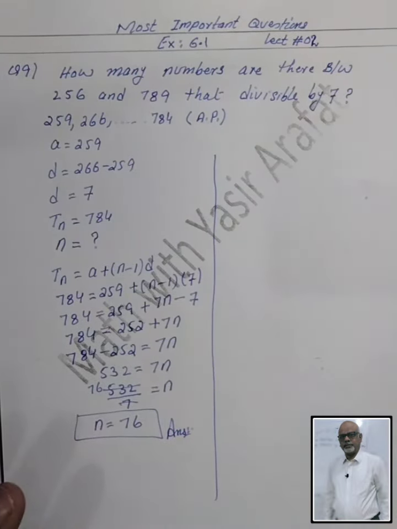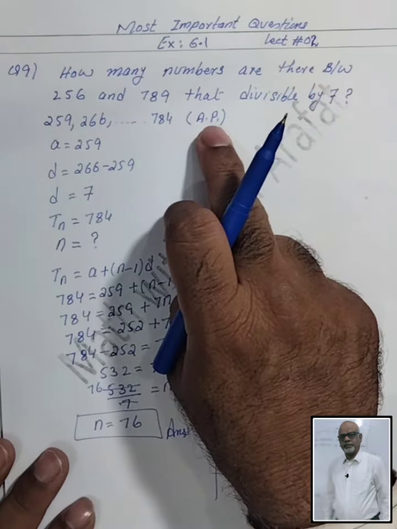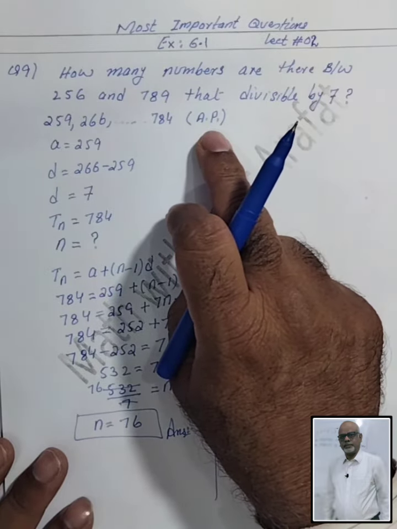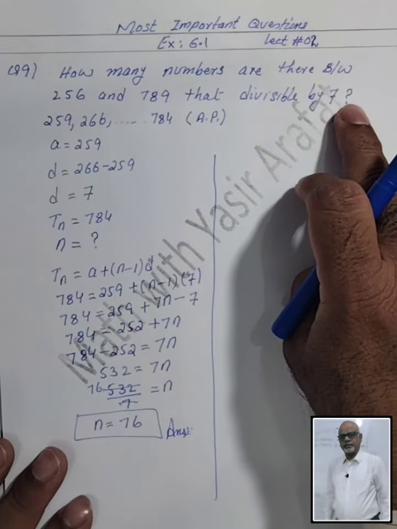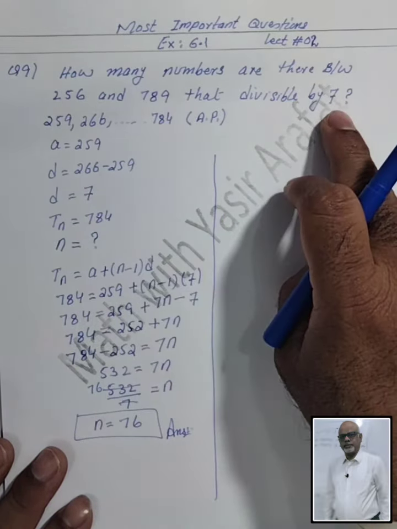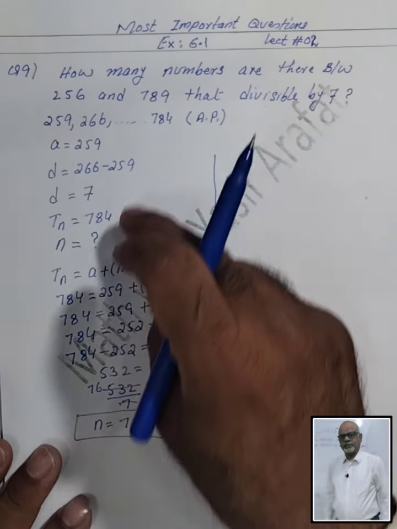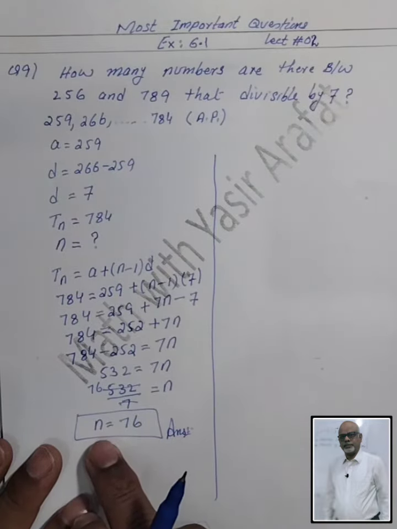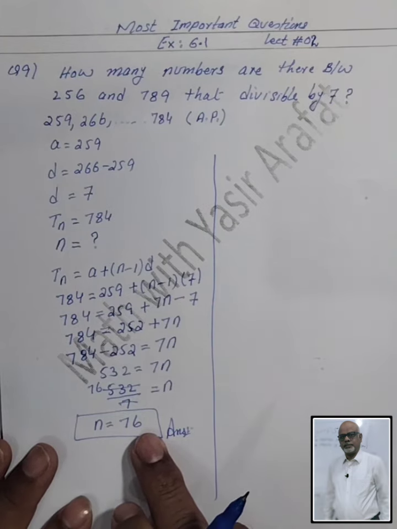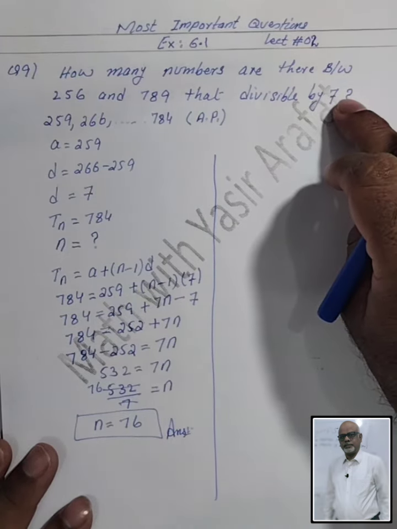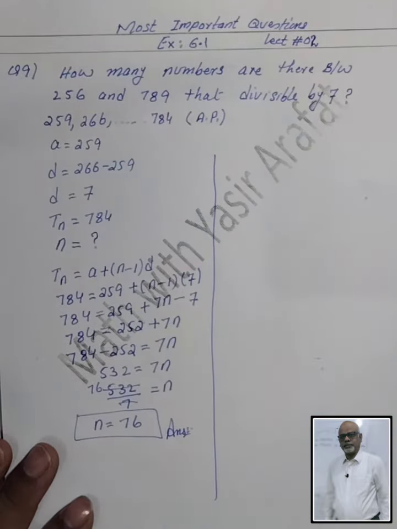So always remember that when the interval is given, first we have to make the sequence. This is an arithmetic sequence. First we have to find the first two numbers which are divisible by 7 and the last number which is divisible by 7. It becomes the arithmetic progression, and we just apply the formula. We have n equal to 76, which means there are 76 numbers exactly divisible by 7 from 256 to 789.